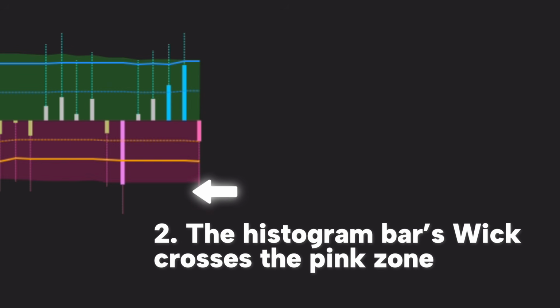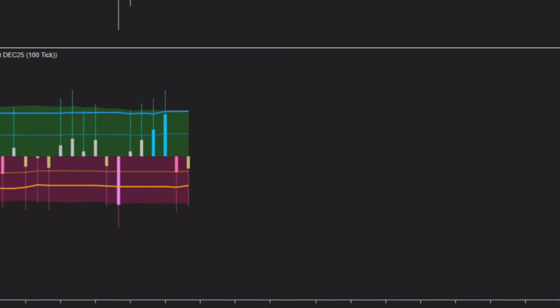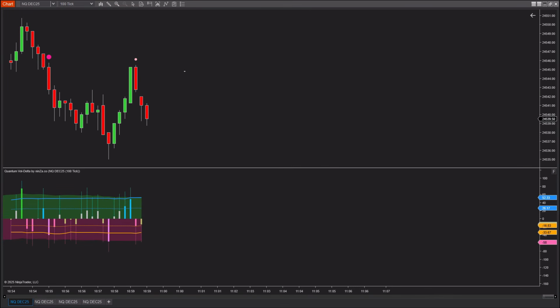And of course, the next condition is that the histogram bar's shadow must cross the pink zone, which represents the average sell volume. This serves as an extra layer of confirmation that selling pressure is indeed present. And finally, the signal candle itself must be a decisive bearish candle, just like the examples I mentioned earlier. Only when this condition is met will the signal be considered valid.